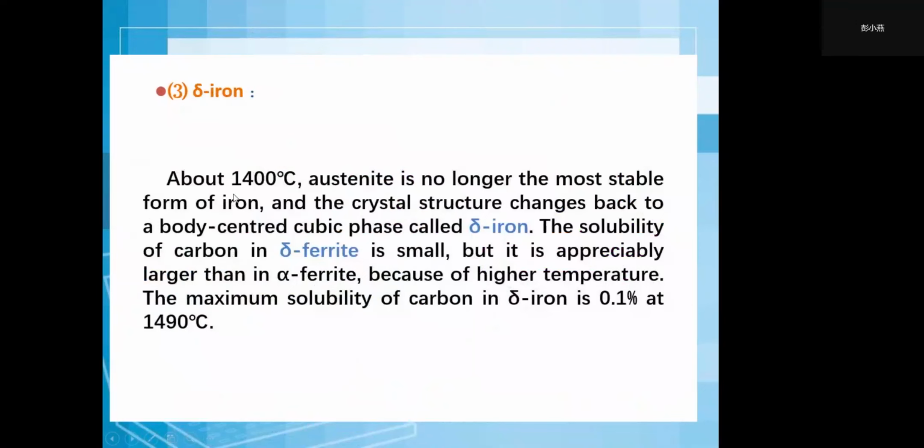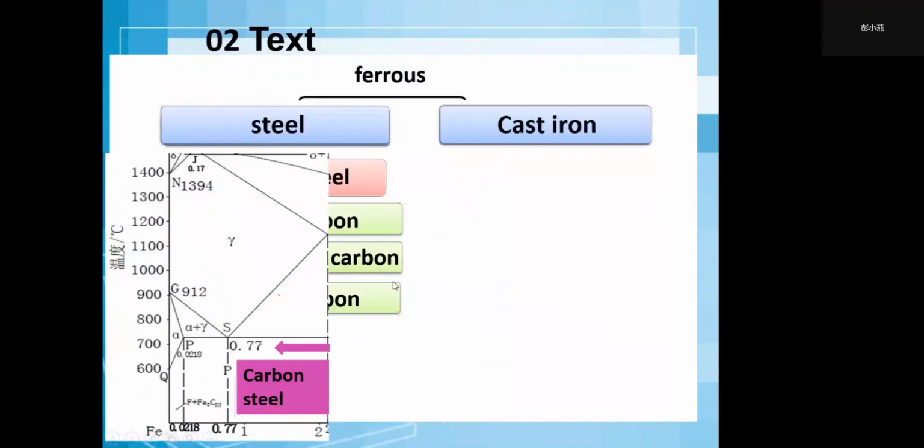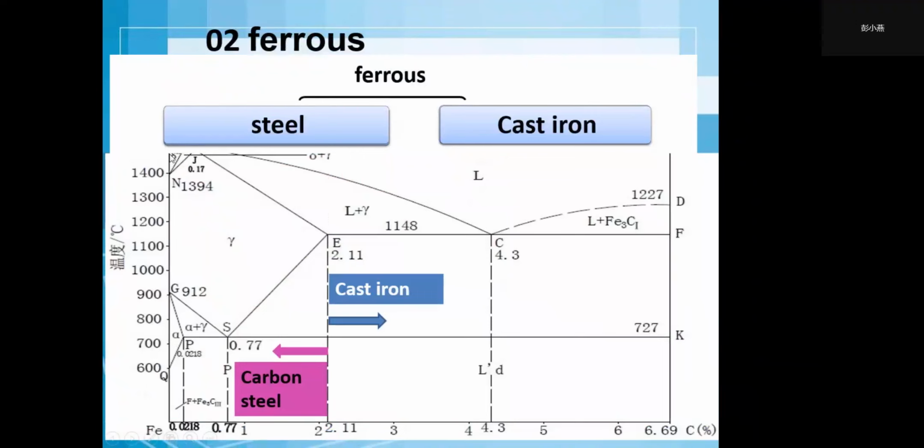Okay, for iron above about 1400 degrees Celsius, austenite is no longer the most stable form of iron, and the crystal structure changes back to a body-centered cubic phase called delta iron. The solubility of carbon in delta iron is small, but it is appreciably larger than in alpha ferrite because of the higher temperature. The maximum solubility of carbon in delta iron is 0.1% at this temperature. Okay, let's see the phase diagram. Here there is delta iron, and there is alpha ferrite.